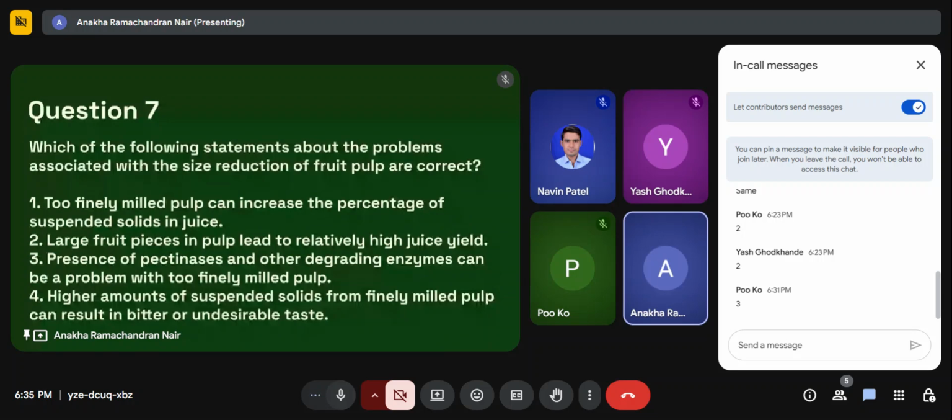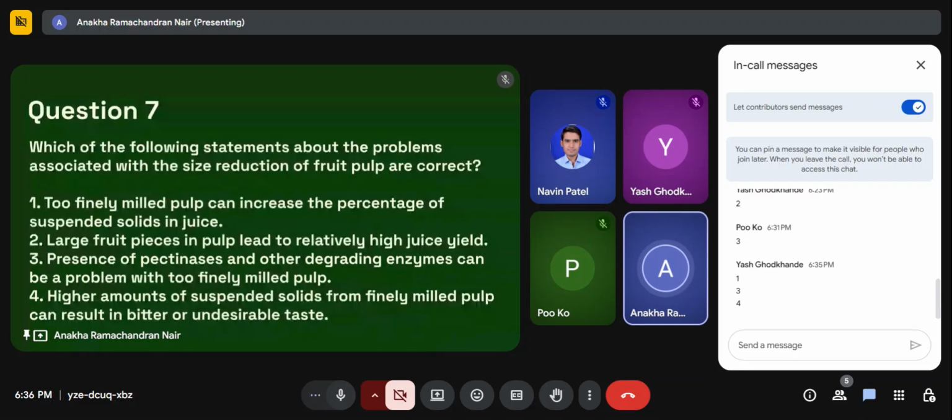Any idea what can be the answer or answers? 1, 3, and 4. Alright, let's see if that is the answer. And yes, the answer is 1, 3, and 4.